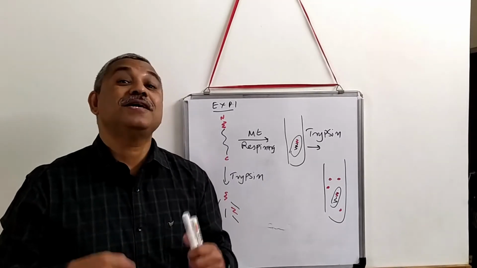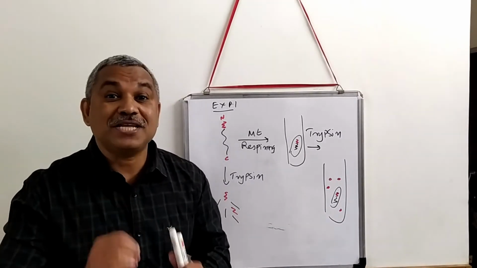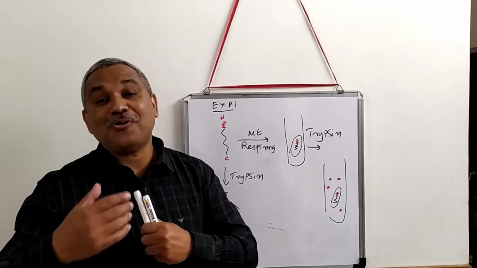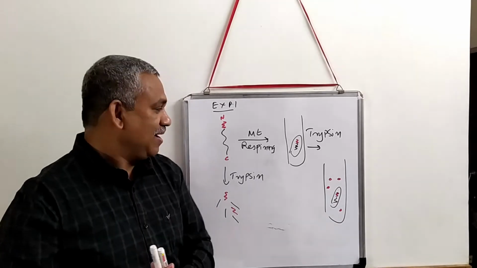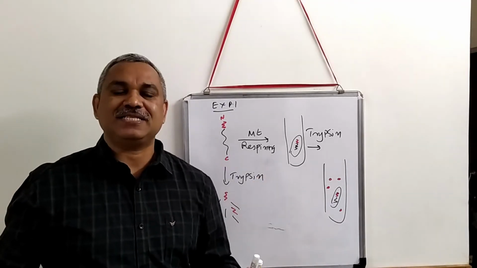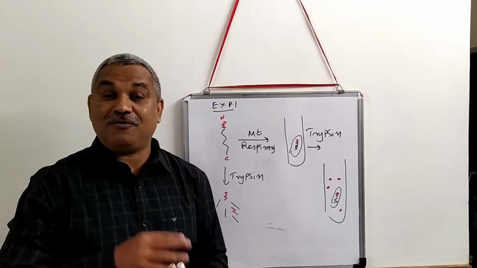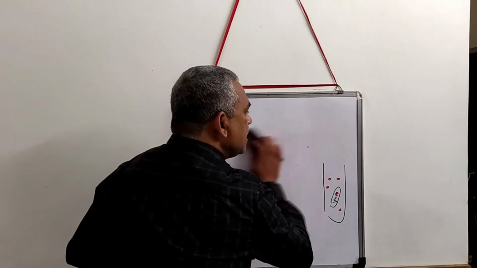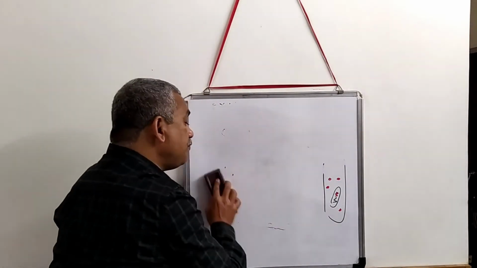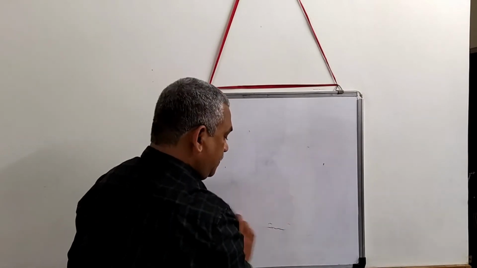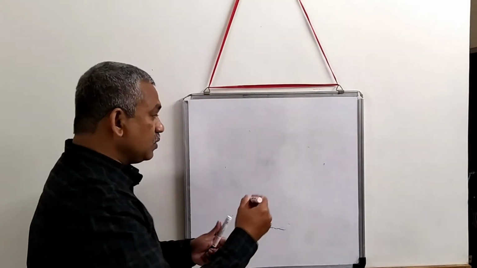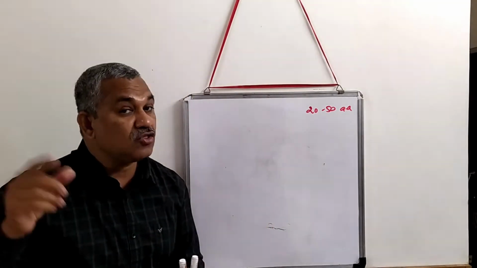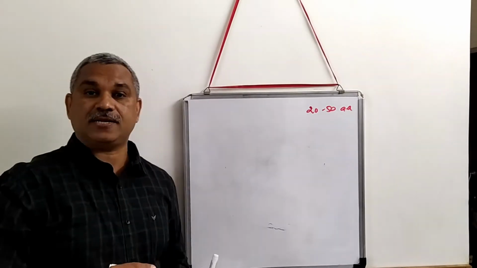Now comes the next question. That question is, what is the nature of the signal? In order to prove the nature of the signal, they did a number of experiments. What is observed about the signal is that it is about 20 to 50 amino acids in length. So it is 20 to 50 amino acids long, and that is the length at the N terminus.